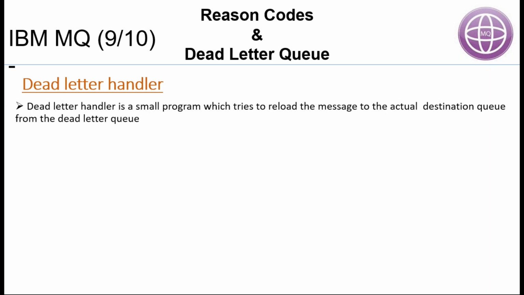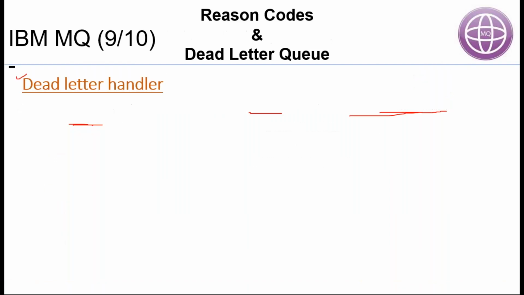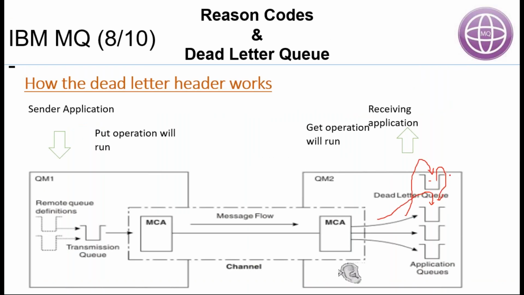Now we need to understand one more thing, called the dead letter handler. The dead letter handler is also a small program, and what it does is reload the messages to the actual destination queue from the dead letter queue. So when there are messages in the dead letter queue, we have to run a program called the dead letter handler, because the dead letter handler has the only ability to push the messages from the dead letter queue to the actual destination queue. Right now in our scenario, we have 5 messages in our dead letter queue.